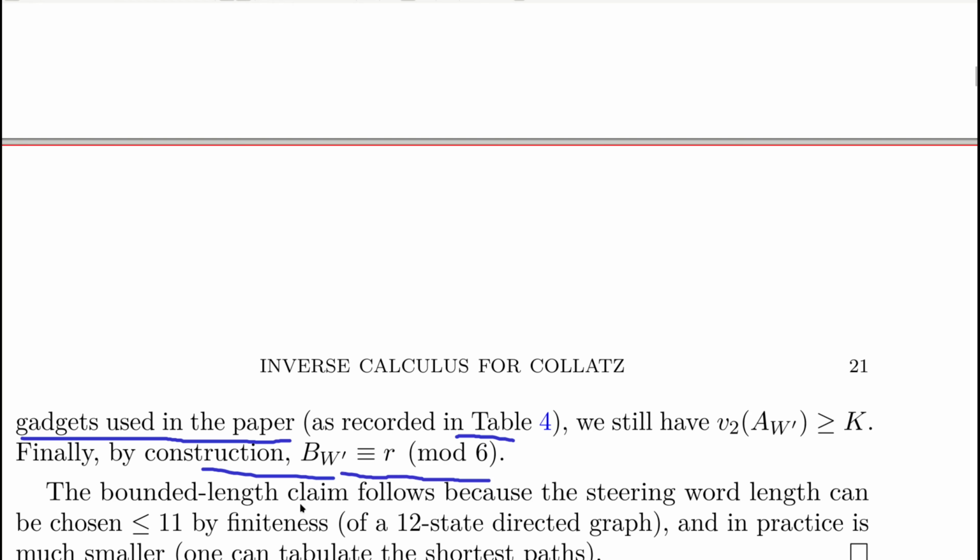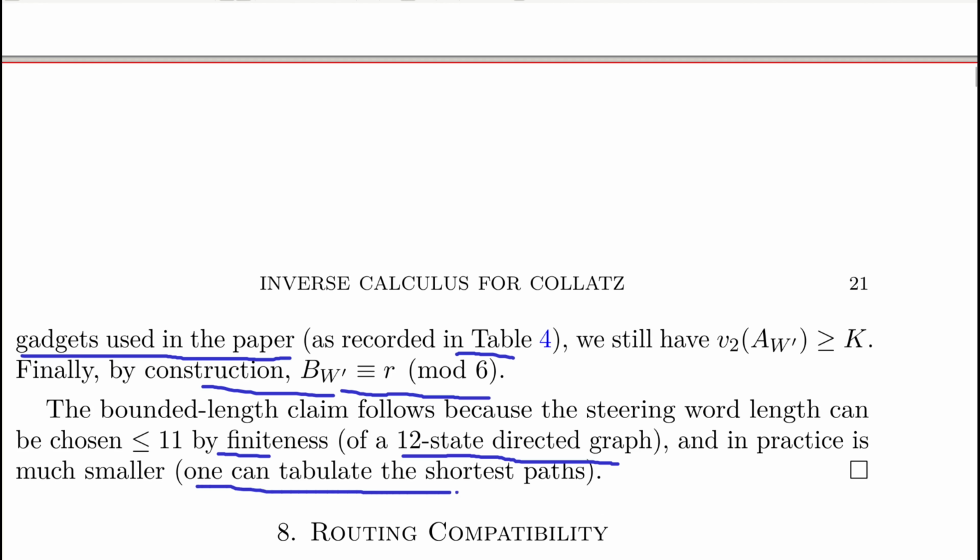The bounded length claim follows because the steering word length can be chosen less than or equal to 11 by finiteness of a 12-state directed graph, and in practice is much smaller. One can tabulate the shortest paths. And that ends the proof there.